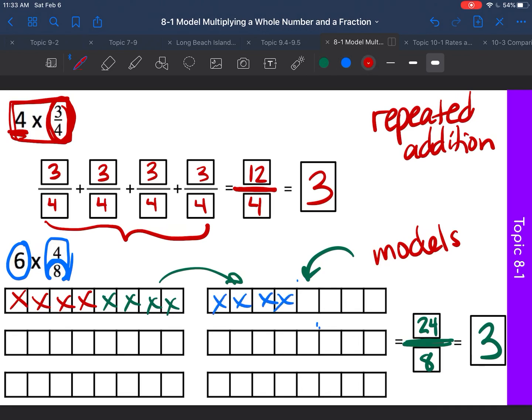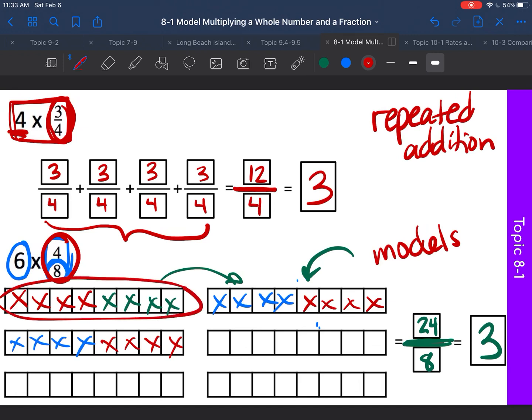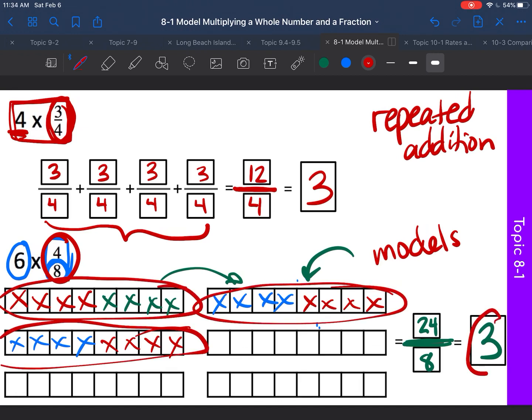That's 2. That's 3. That's 4. That's 5. And lastly, that's 6. Okay, so this is showing 6 groups of 4/8. Okay, and if we count how many total wholes we have, 1, 2, 3, that's our answer, 3 wholes.